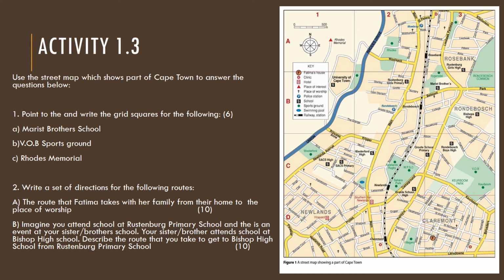For question 2, it's very important for you to look at your key and your symbols, because they will show you the symbol for Fatima's house, the symbol for the place of worship, and also the 2 different schools that we are speaking about. And remember, with describing your route, it's important for you to point out that you go up, you go down. It's important for you to point out the places you pass along the way, whether they are on your left hand side or right hand side. Question 2A and question 2B are each for 10 marks. Okay?